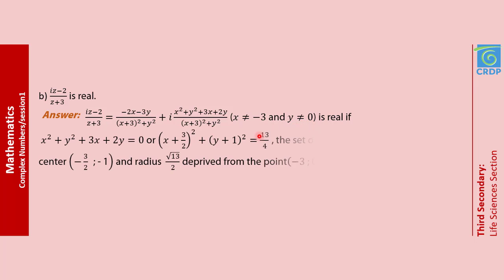We then obtain x squared plus y squared plus 3x plus 2y is equal to 0, which is an equivalent equation to x plus 3 over 2 squared plus y plus 1 squared equal 13 over 4. This equation represents the set of points M, which is the circle of center of coordinates minus 3 over 2, minus 1, and having radical 13 over 2 as a radius, deprived from the point minus 3, 0, which is the condition x different from minus 3.